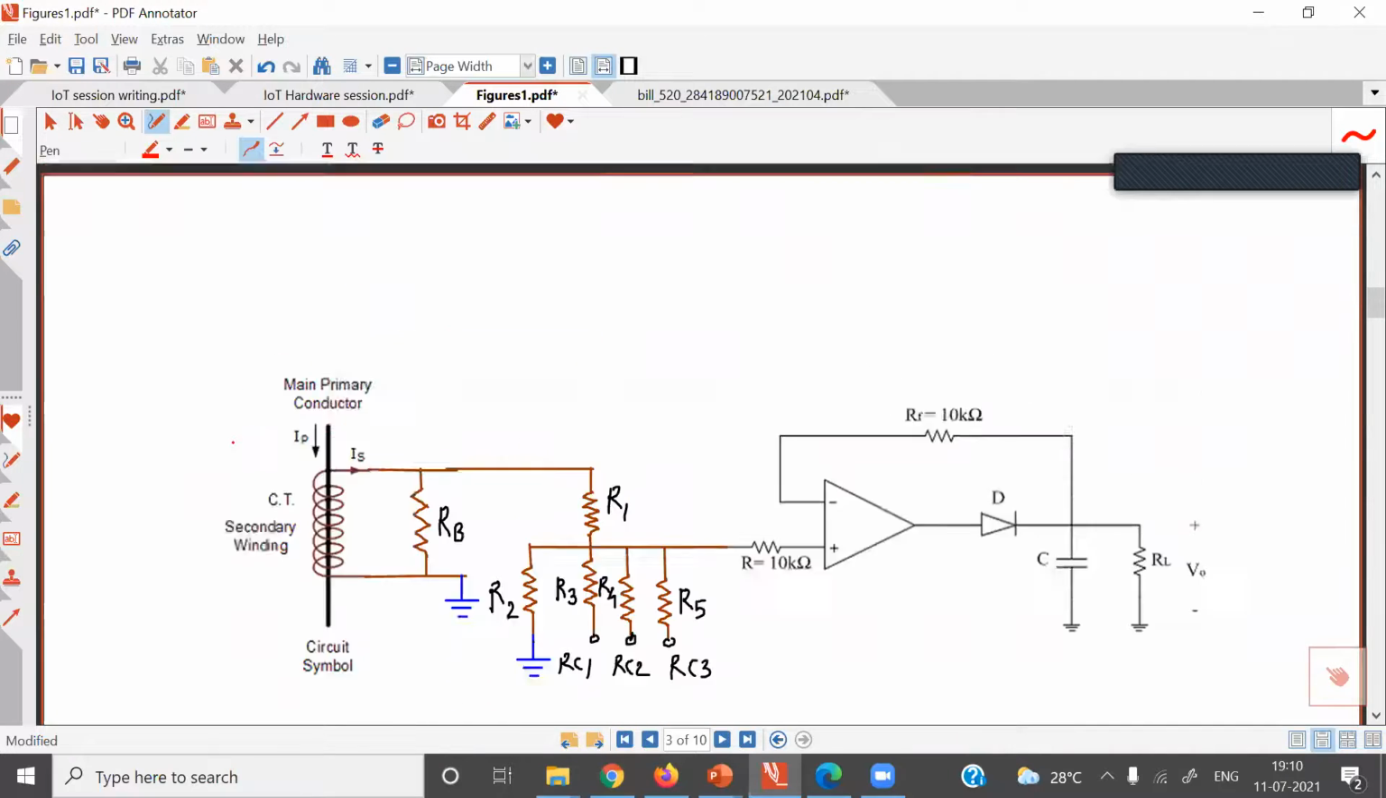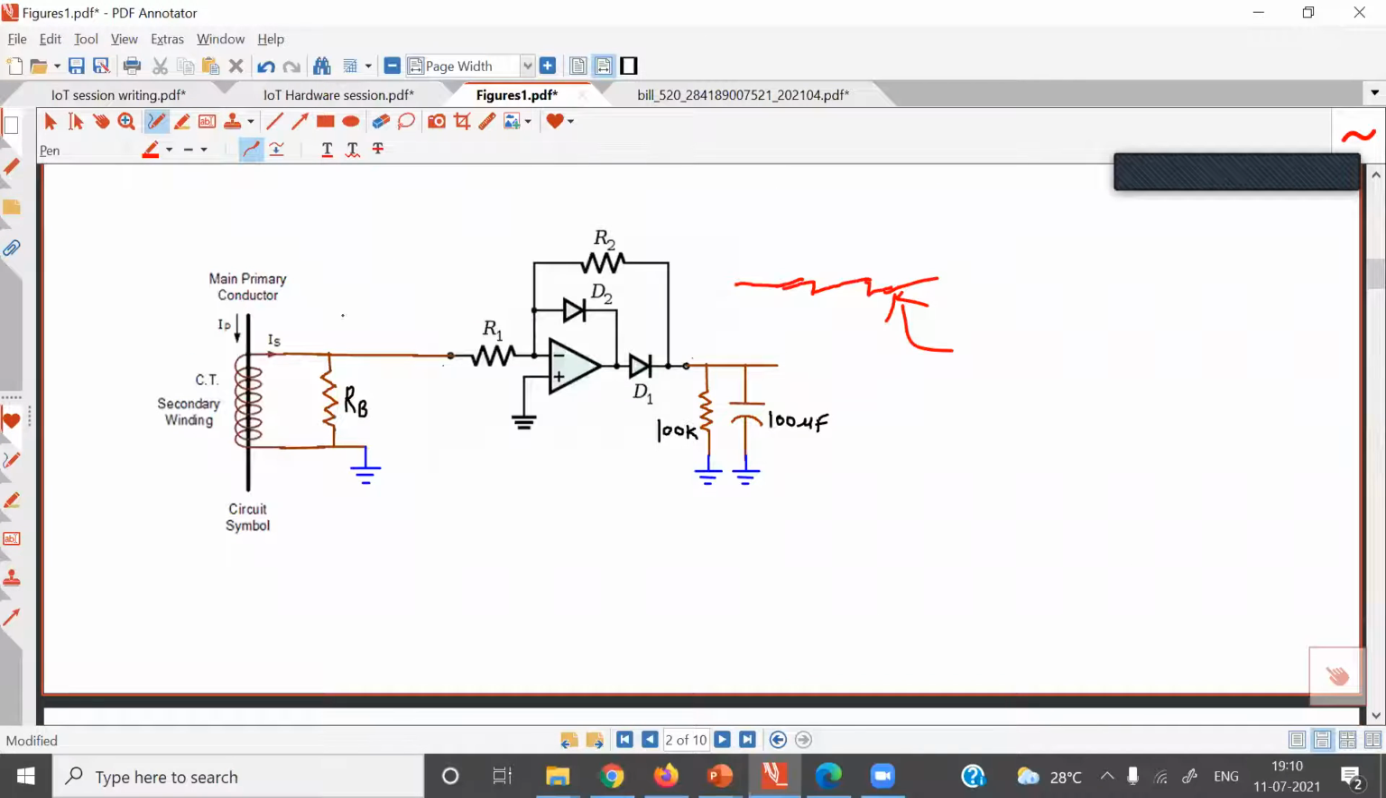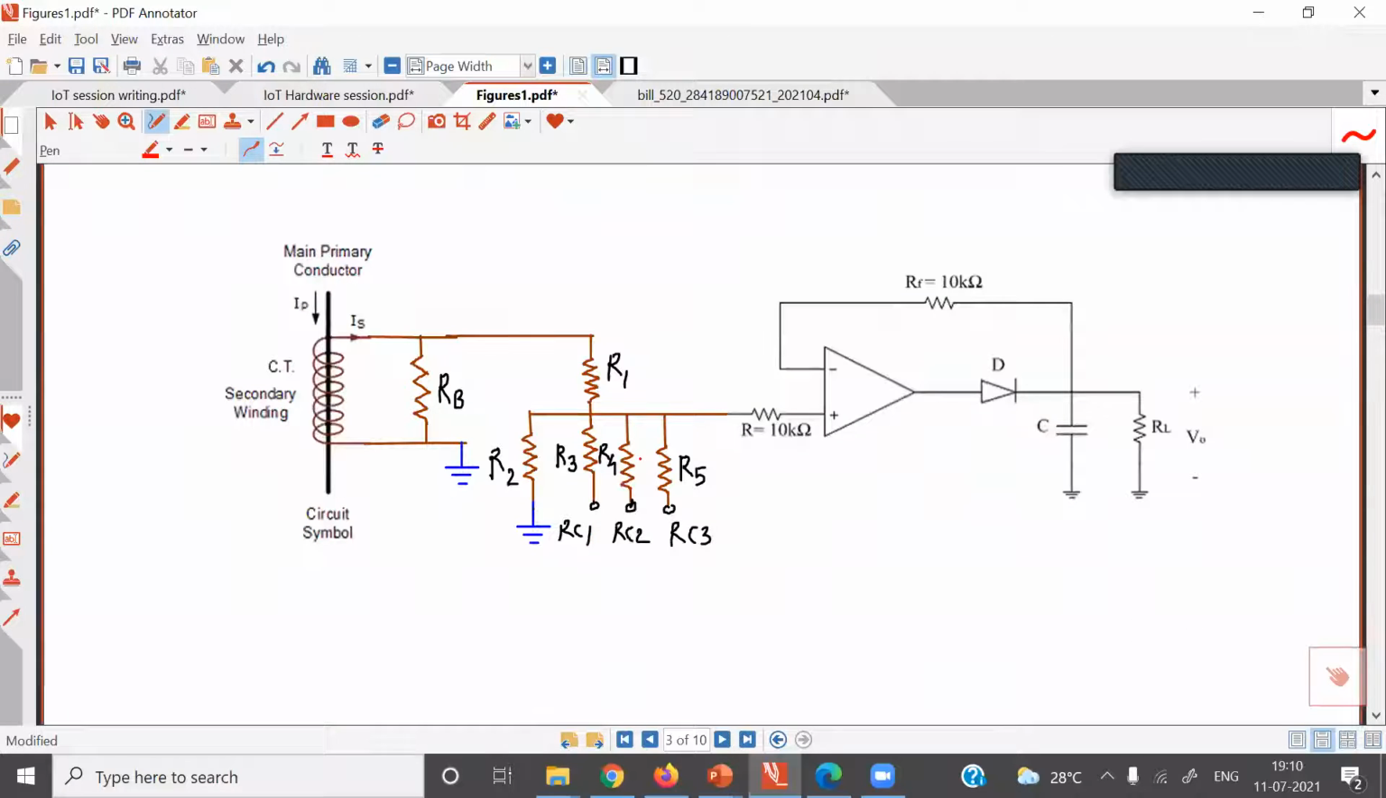Another circuit I have shown. This circuit is useful when voltage is less than 5 volt. When V in here is less than 5 volt, then go for this circuit. Another circuit is for when voltage is greater than 5. Then what we need to do is decrease this voltage level. So we can use here a voltage divider.